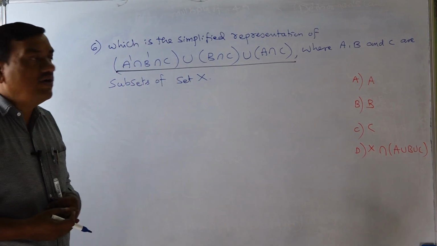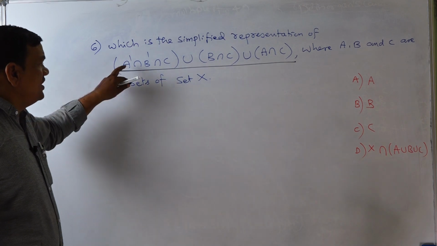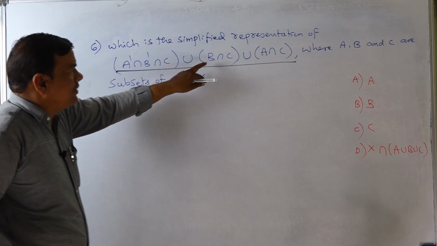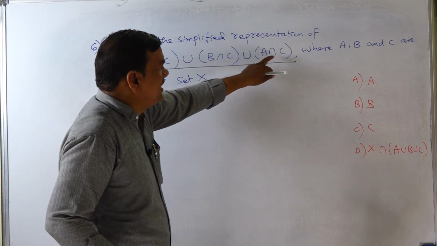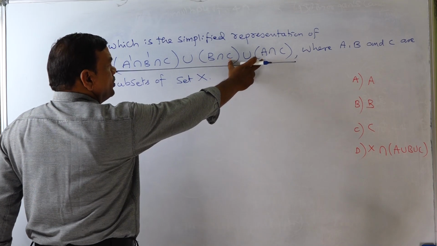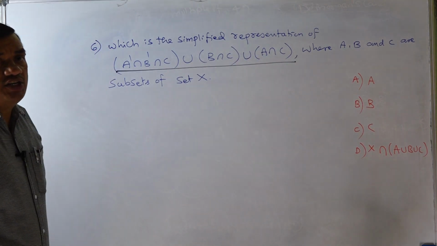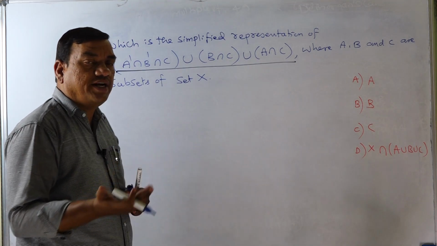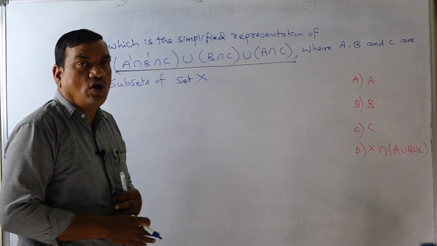So to do this type of big expression in sets, let us simplify one by one. First here A complement intersection B complement intersection C is there. Here B intersection C union A intersection C. If you observe up to here, you can apply the distributive law. All formulas from left hand side to right hand side and right hand side to left hand side also you have to learn.